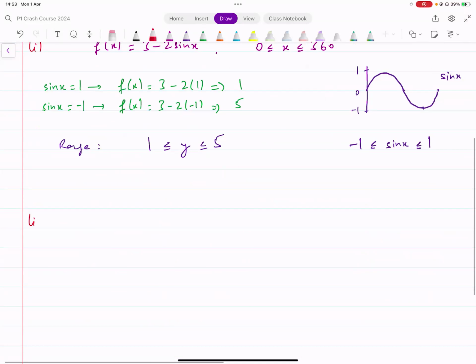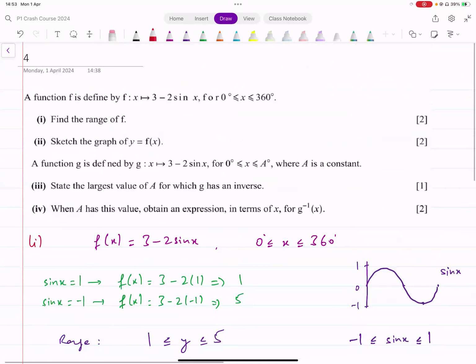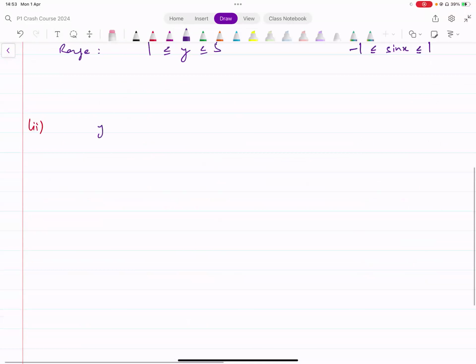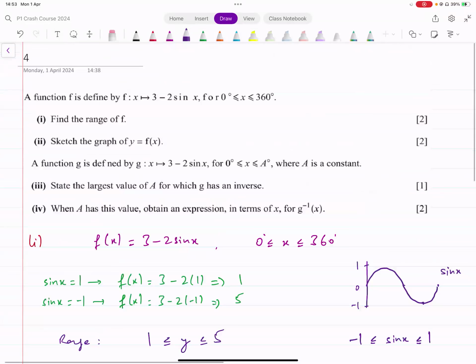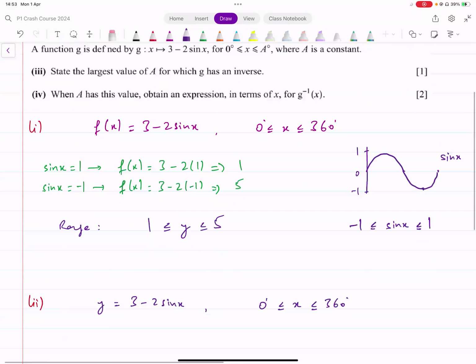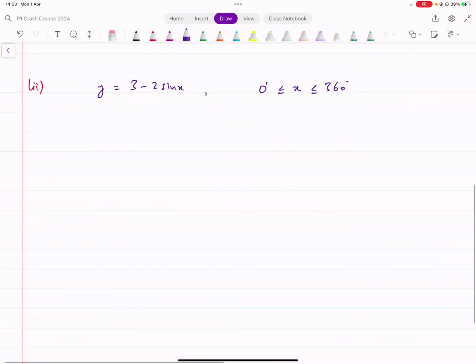Now in the second part, it says, sketch the graph of y equals f. Now you have to sketch this graph. Now, how do you sketch this graph? We've done this in trigonometry before. What's the function? The function is y equals 3 minus 2 sine x, where x is between 0 degrees and 360 degrees. Okay, this is the function that you have to sketch.